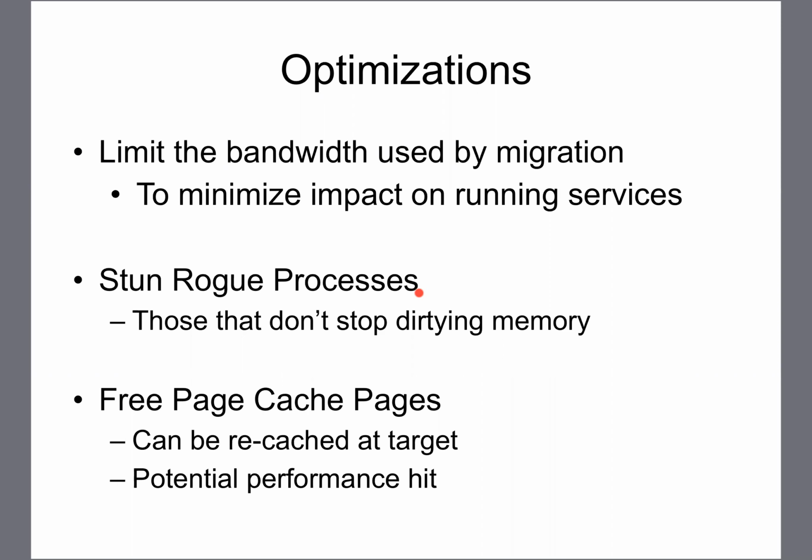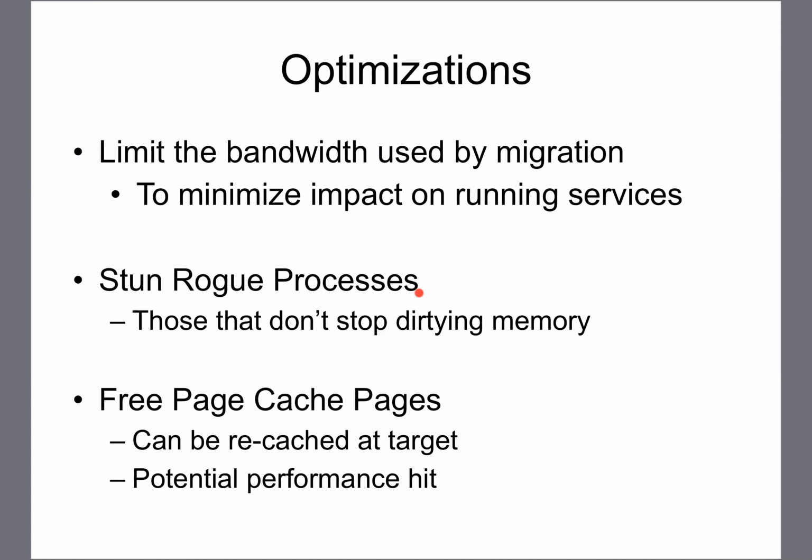If you stop those processes, then you don't have any more dirty pages, which means that your pre-copy rounds can finish quickly. And then once you move the VM to the destination, you can restart those rogue processes. So rogue, not in the sense that they're malicious, but just that they're dirtying a lot of memory and that's slowing down the VM migration.